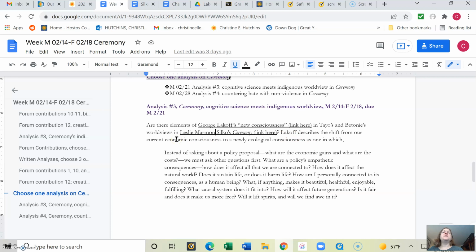So the question asks, are there elements of George Lakoff's New Consciousness in the worldviews of Tayo, the main character of Ceremony, and Betonie, who's the second medicine man in Ceremony, in Leslie Marmon Silko's novel? Lakoff describes the shift from our current economic consciousness to a newly ecological consciousness. And then he defines for us the difference between the economic consciousness we're functioning with now and an ecological consciousness that he is arguing we should shift to.